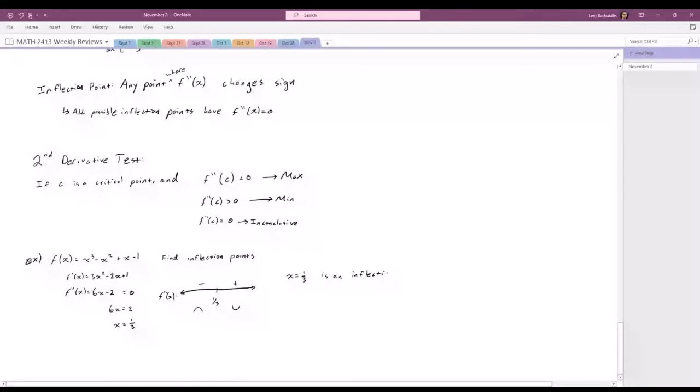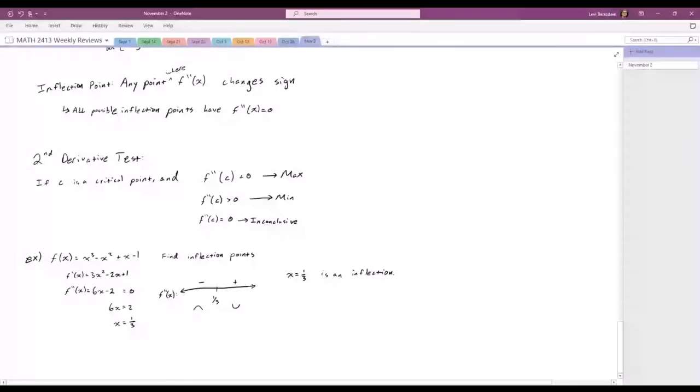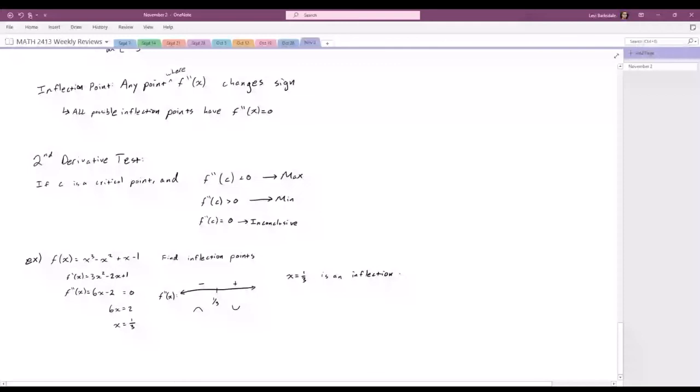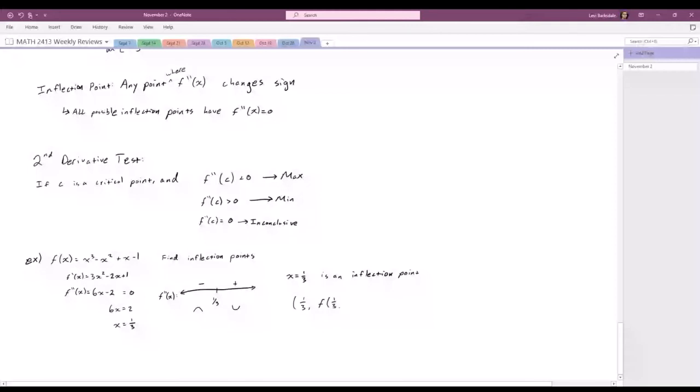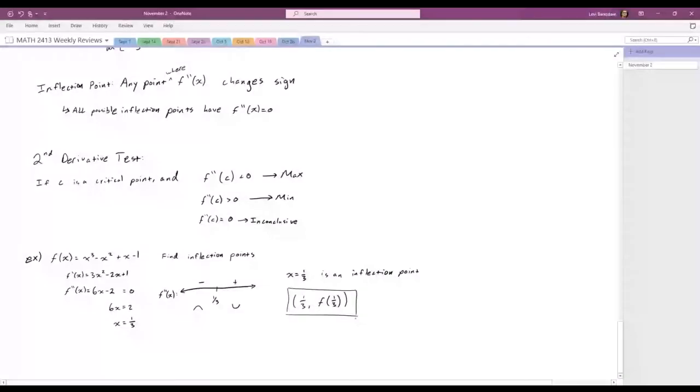Again, one thing to note is you should probably find the y value associated with it and write out specifically 1/3 and then whatever that y value is as your inflection point. But I don't think that's particularly necessary in this example. But that's essentially how we find the inflection points. Find the second derivative, find the points where the second derivative is equal to 0, and then double check that those points where the second derivative is equal to 0 actually have concavity changes.